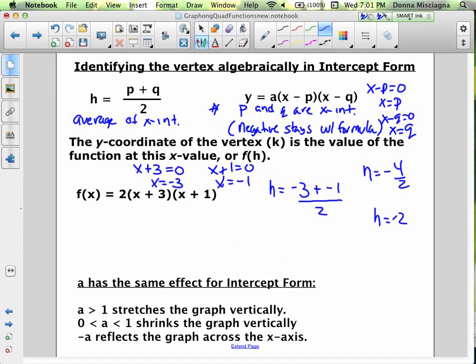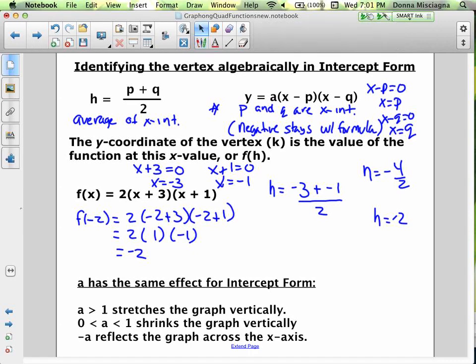All right, so we take f of negative 2. We have 2 times negative 2 plus 3 times negative 2 plus 1. Well, that's pretty easy because negative 2 plus 3 is 1, and negative 2 plus 1 is negative 1. So 2 times 1 is 2, times negative 1 is negative 2. And so that means that our vertex is the point negative 2, negative 2.